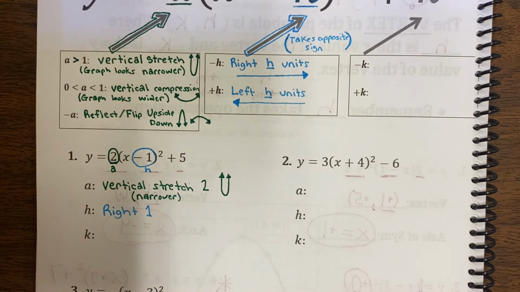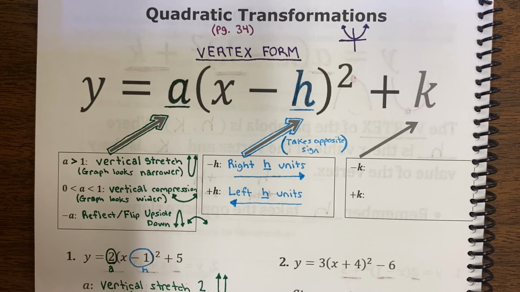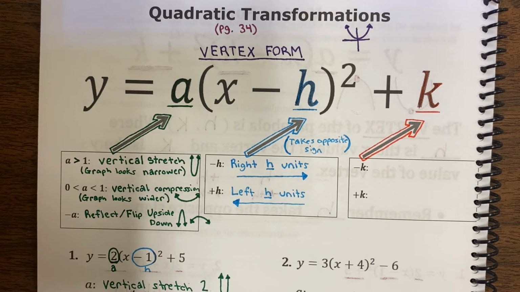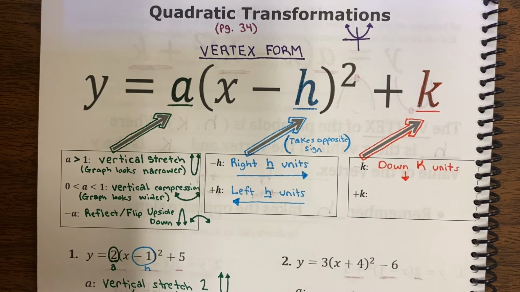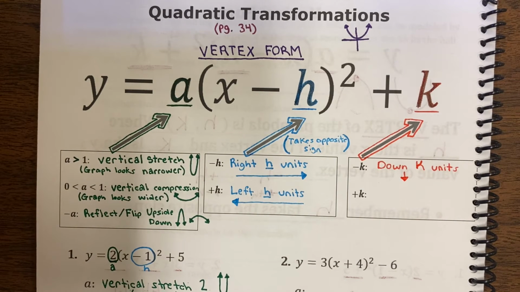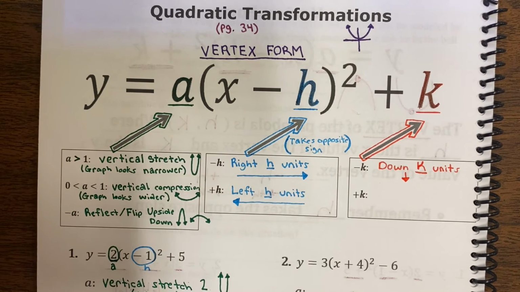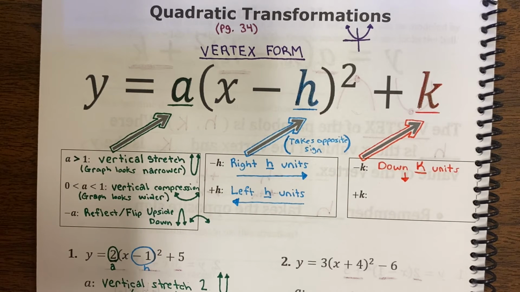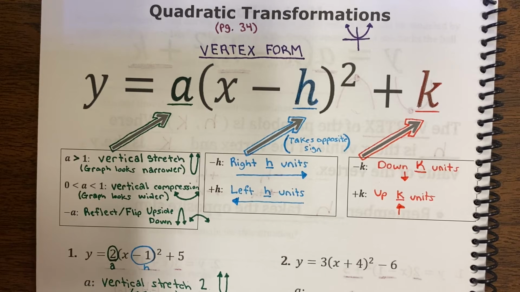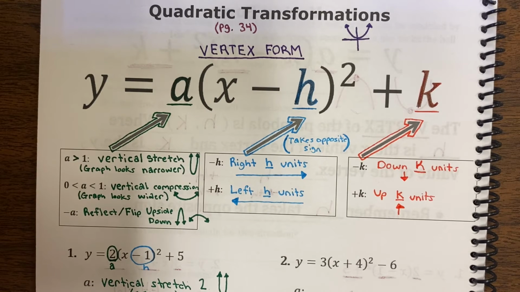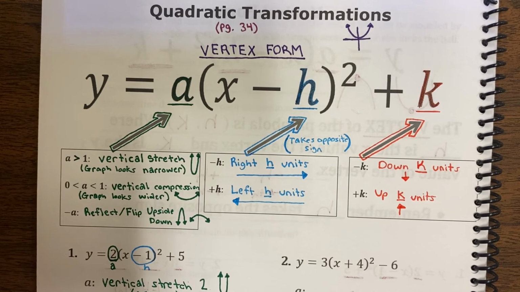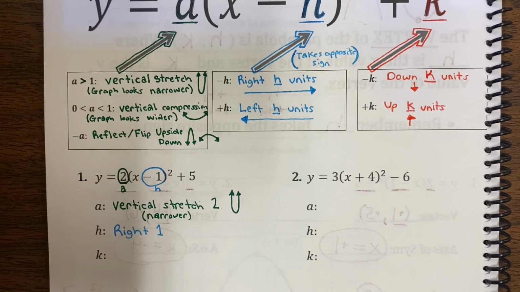Now let's look at k. This one we're going to take exactly as it is. We're not going to reverse it. K is going to stay exactly as it is. So if k is negative, it's going to go down k number of units. If k is positive, being added, it's going to go up k number of units. Let's look at an example. In example 1, can you see what k is?